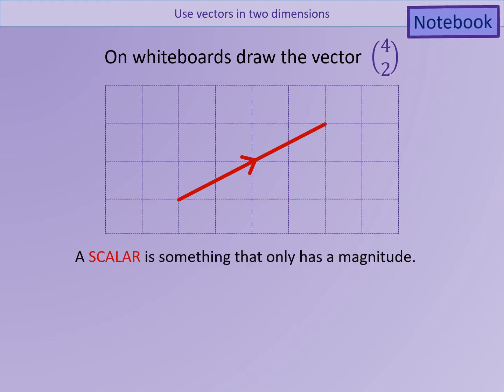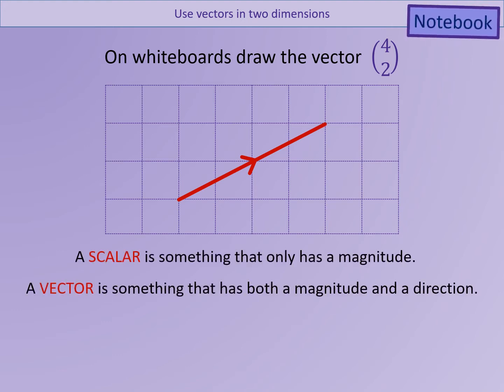Now, a couple of things for your notebook here are the definitions of a scalar and a vector. A scalar is something that has only magnitude. That means it is a number, it has a size. A vector has both magnitude and a direction, and that's why we denote a vector with an arrow.